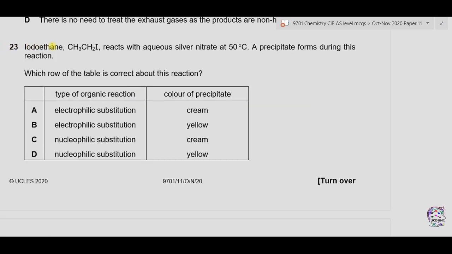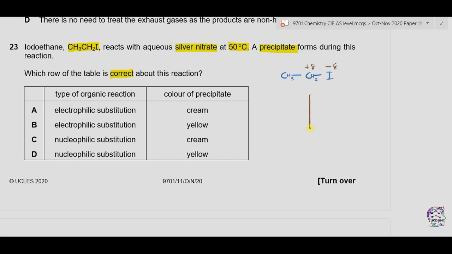Question 23. Iodoethane CH3CH2I reacts with aqueous silver nitrate at 50 degrees centigrade. A precipitate forms during this reaction. Which row of the table is correct about this reaction? We have iodoethane CH3CH2I. Iodine is more electronegative, so the charge is partial negative, while carbon will become partial positive.